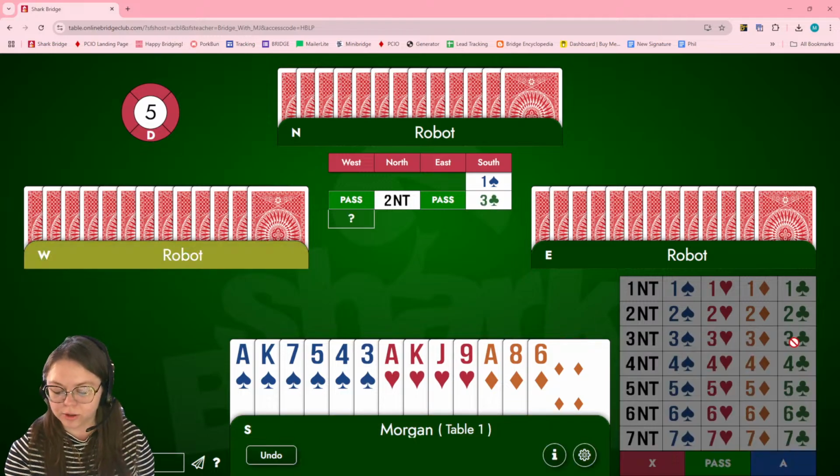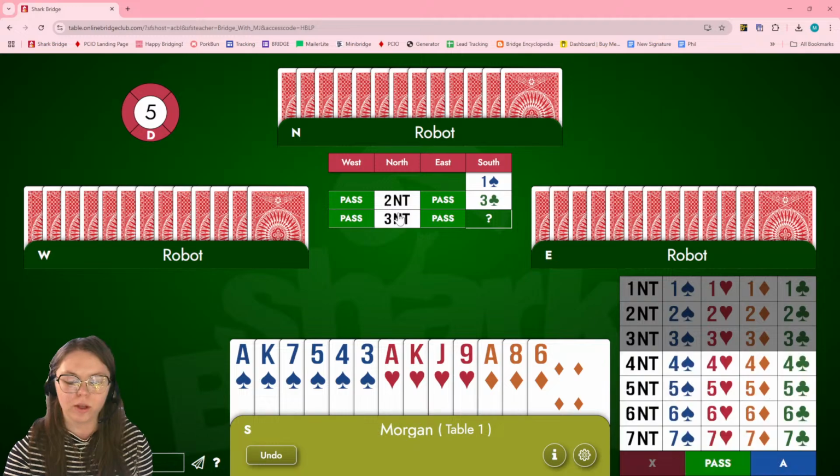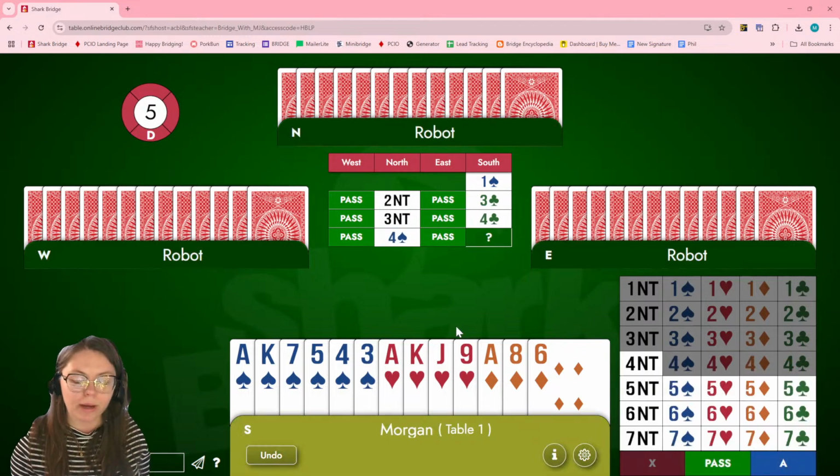Now, I'm going to show that I have a club void. Partner is showing that they are balanced, that they have a stopper, that they are just sort of boring, nothing special. If I bid 4 clubs here, repeating my shortness, I am now showing a void. I am showing that I have 0 clubs. My partner knows that with certainty. Now, partner's signing off. Great.